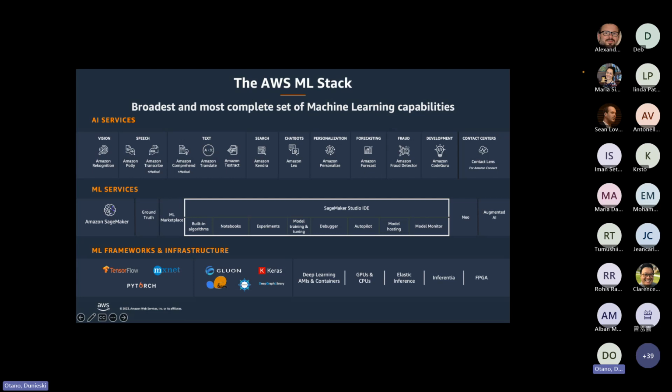Amazon Transcribe will track text from a specific video or image. Amazon Lex will work with chatbots. If you want to have a chatbot for your website, you can use Amazon Lex. Amazon Personalize is for campaigns and personalization.